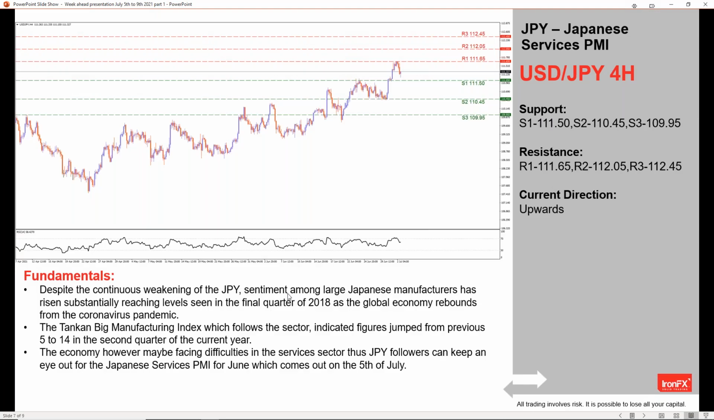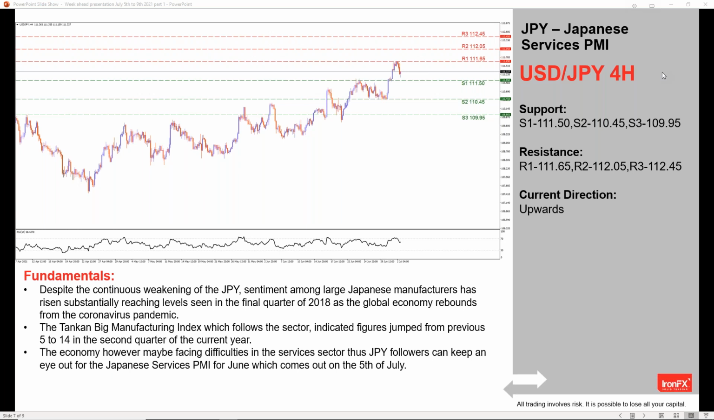Back to the JPY. Now, the most significant event for the next week is the Japanese Services PMI. We don't have a lot of economic data coming out from Japan. USDJPY has had the strongest performance upwards among the major Forex pairs in the current week. Despite the continuous weakening of the JPY, sentiment among large Japanese manufacturers has risen substantially, reaching levels seen in the final quarter of 2018 as the global economy rebounds from the coronavirus.